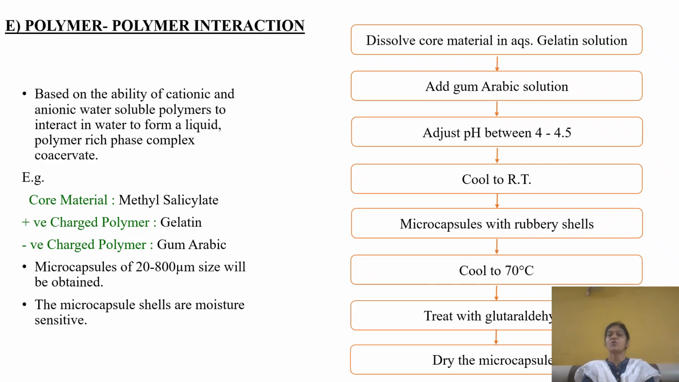So initially the core material methyl salicylate is added in aqueous gelatin solution, which carries the positive charge. Then add the gum arabic solution, which has a negative charge. Adjust the pH between 4 to 4.5, cool to room temperature. Once you cool to room temperature, there will be formation of microcapsules with a rubbery shell. Cool to 70 degrees centigrade, then treat the solution with glutaraldehyde as a cross-linking agent. Once we add the glutaraldehyde, there will be formation of microcapsules.